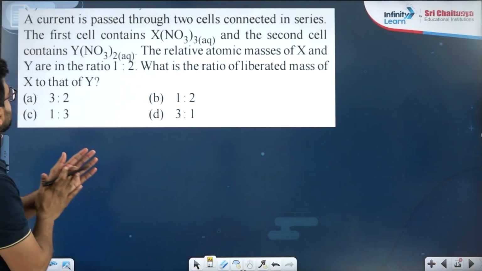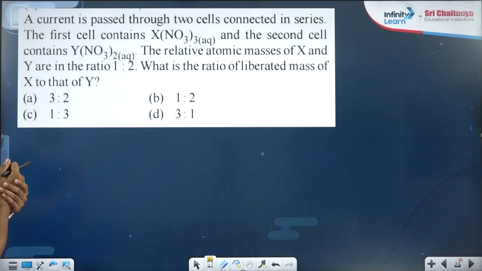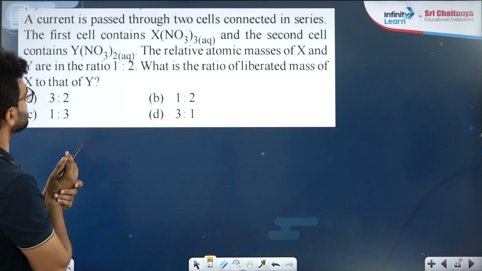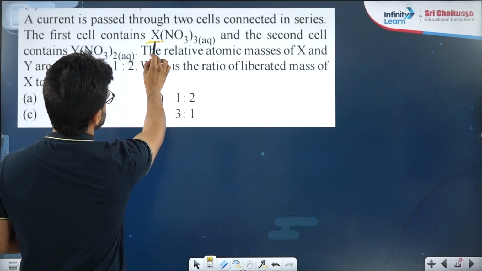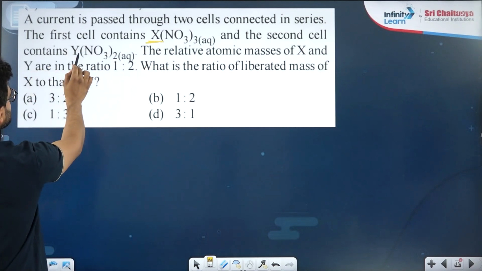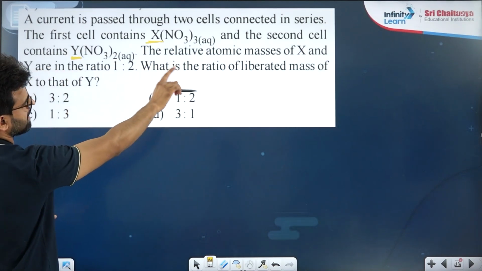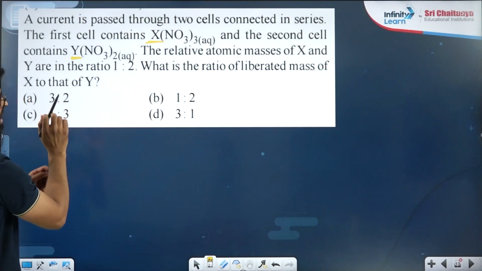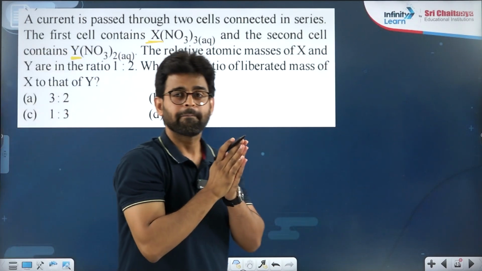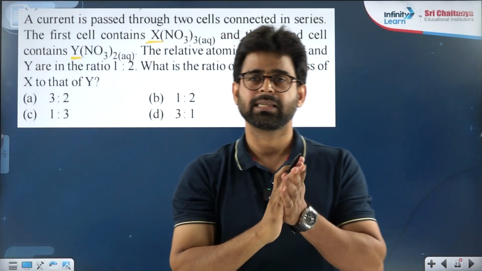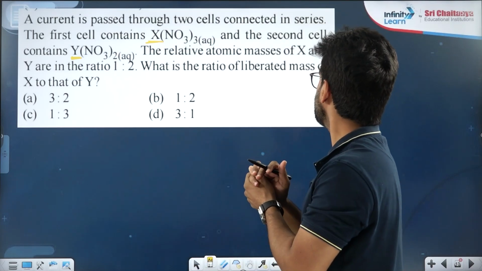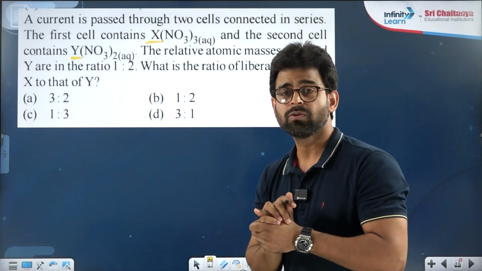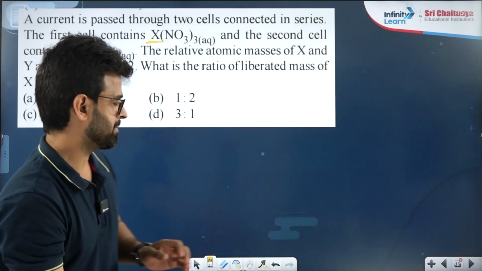Okay, so carefully. A current is passed through two cells connected in series, and here at the cathode they will deposit what? X, and in the second cell they will deposit what? Y. The relative atomic mass is given, so they are asking this time the liberated mass. They want to ask the ratio of the liberated mass of X to Y. Clear? So let us see.